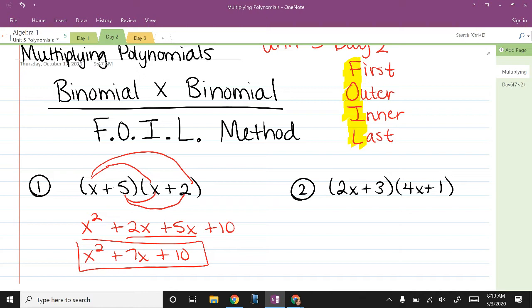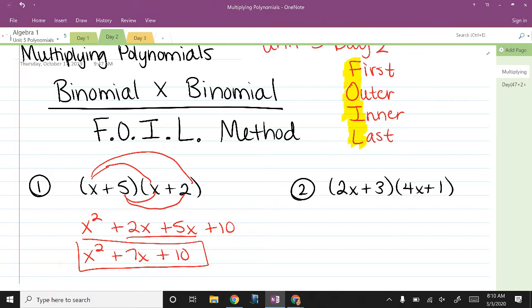Another way, if the FOIL method confuses you, is to repeat distributive property. So you take the X in the first parentheses and multiply it times both terms in the second, which is what we did, right? And then you go to the 5 and multiply it times both terms in the second. That's actually the method we're going to use for bigger polynomials. We just have an acronym for a binomial times a binomial.